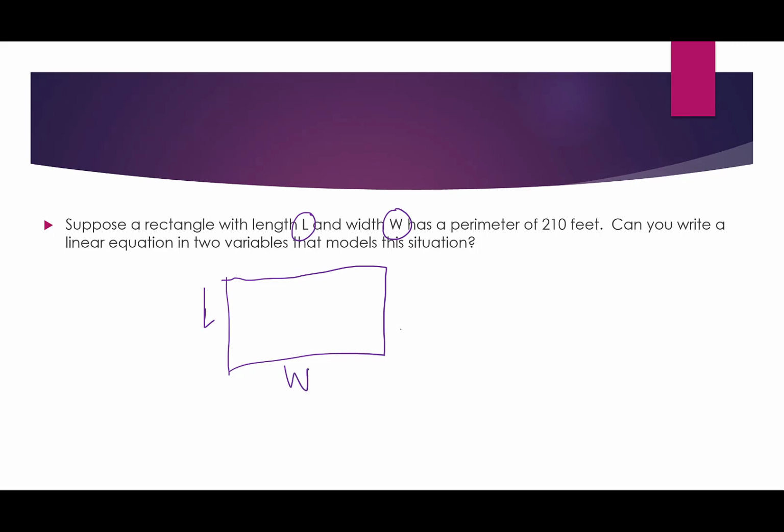Do you remember how we calculate the perimeter of a rectangle? We want the distance all the way around, so we're going to count up the length plus the width plus the length again plus the width again. And we can shorten that as 2 lengths plus 2 widths. This is maybe a familiar formula for perimeter of a rectangle. 2 lengths plus 2 widths, and that should equal the perimeter, which is 210 feet. So all we're asked to do here is to write a linear equation in two variables that models this situation. I think we've done it.